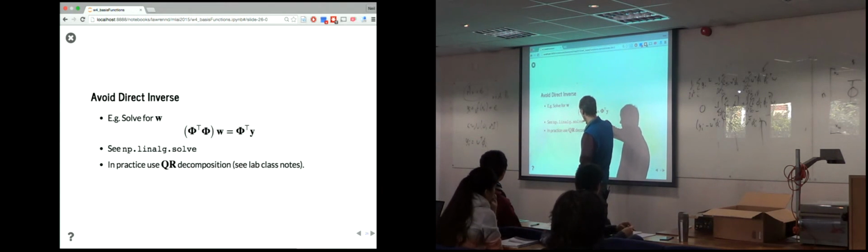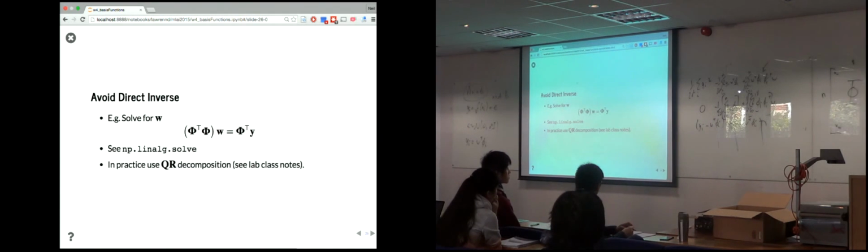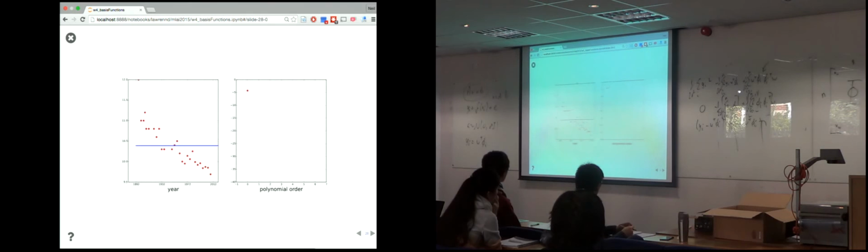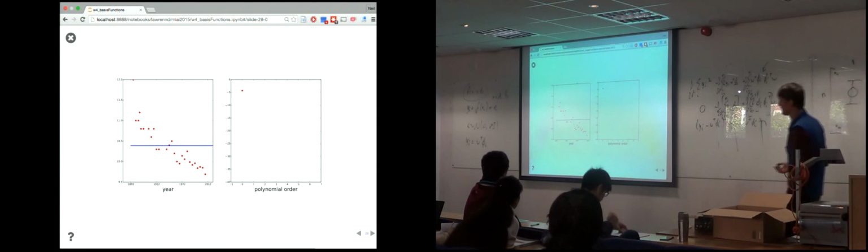In fact, what you'll see at the bottom is that's not the right way of doing linear regression. Because of numerical problems, you're supposed to do this QR decomposition. Okay, I'll just push through. I would take questions there, but I just want to show you, before I take questions, how this affects things in practice.